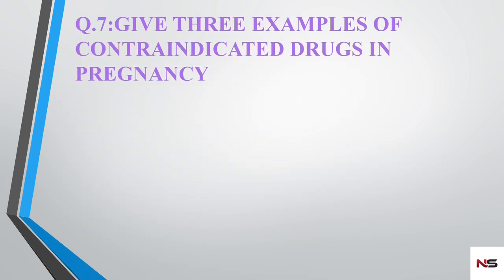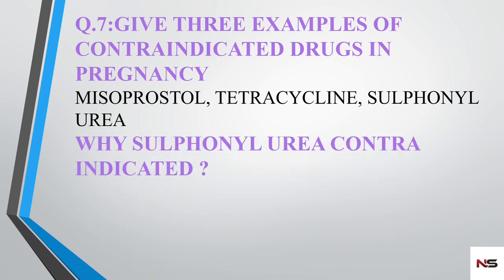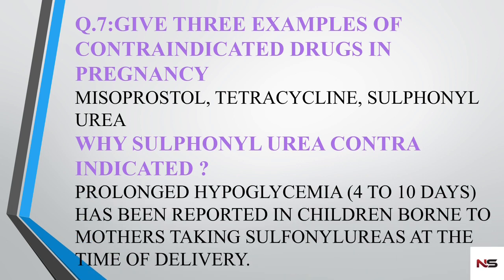Next question was, give 3 examples of drugs contraindicated in pregnancy. One is misoprostol, another is tetracycline, another is sulfonylurea. The panel asked why sulfonylurea is contraindicated during pregnancy. Prolonged hypoglycemia has been reported in children born to mothers taking sulfonylureas at the time of delivery. So if any pregnant woman is taking sulfonylureas, there will be prolonged hypoglycemia. For that reason, it is contraindicated.